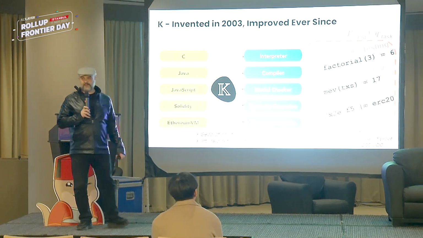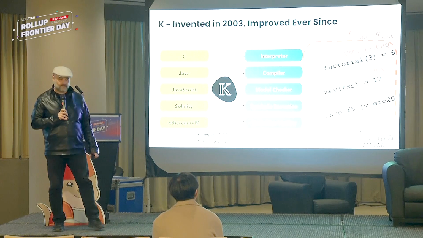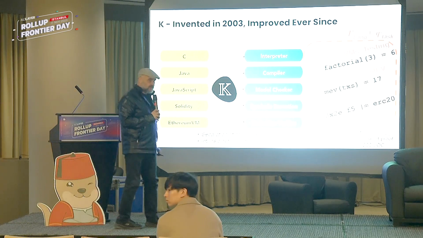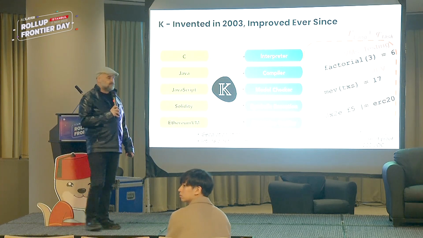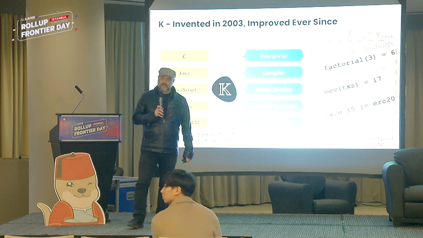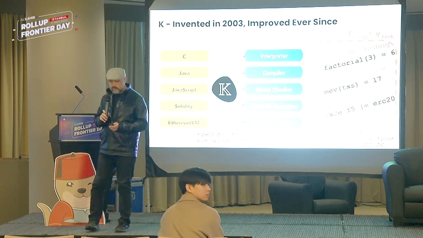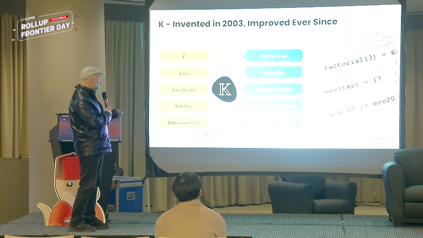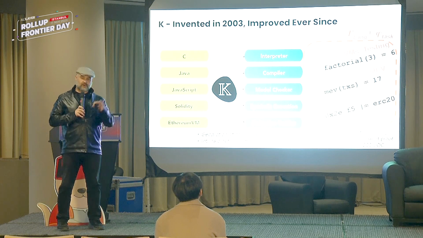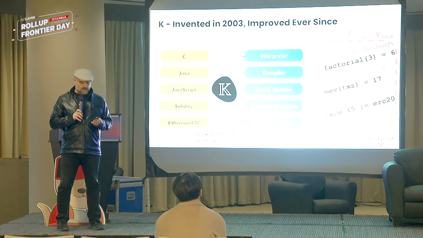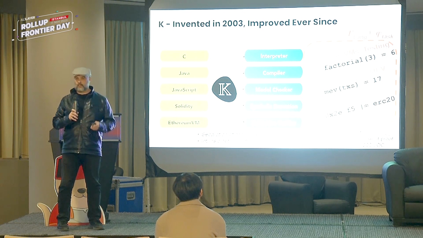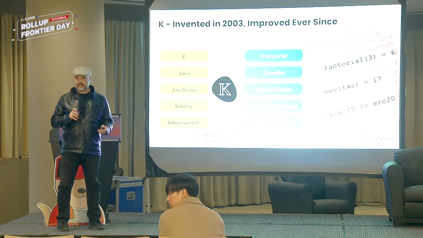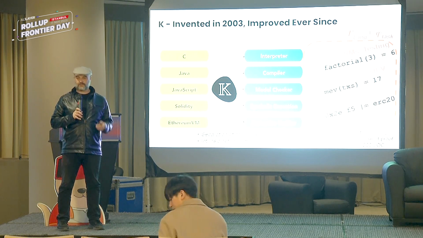Let me tell you a few words about K, because most of you heard about ZK already many times today. So what is K? K is a programming language framework, which was invented more than 20 years ago. What that means is that you take a programming language, which is defined as what we call in the programming language field, a formal semantics. A formal semantics is a rigorous mathematical description of the programming language. It addresses the question what the programming language is. Okay, what is C? What is Java? What is EVM? It cannot be just an ad hoc implementation. It has a rigorous mathematical definition.